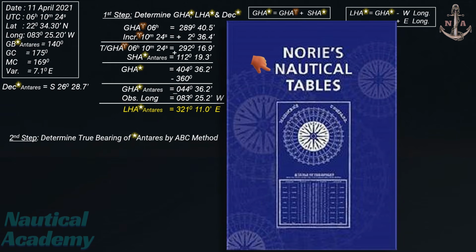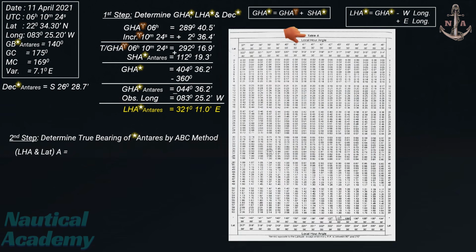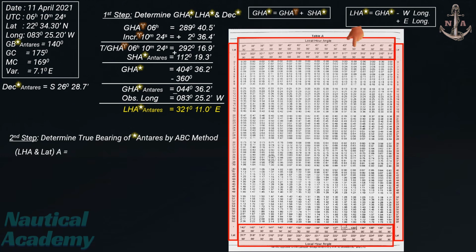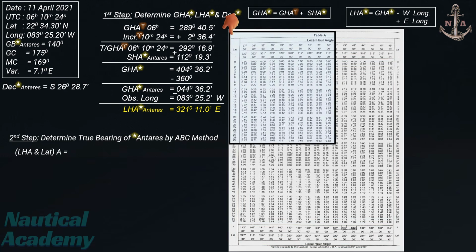Let us first use the nautical tables and tabulate the value of A using the LHA and observer's latitude. Go to Table A and turn the pages until we locate the LHA value we previously calculated. At the top and below of the table, we can find the value of local hour angle. The latitude values are shown along both sides of the table. Let's take a closer look at this section.